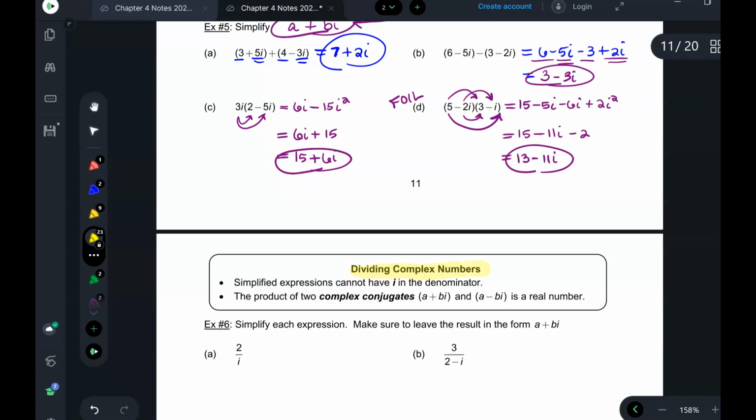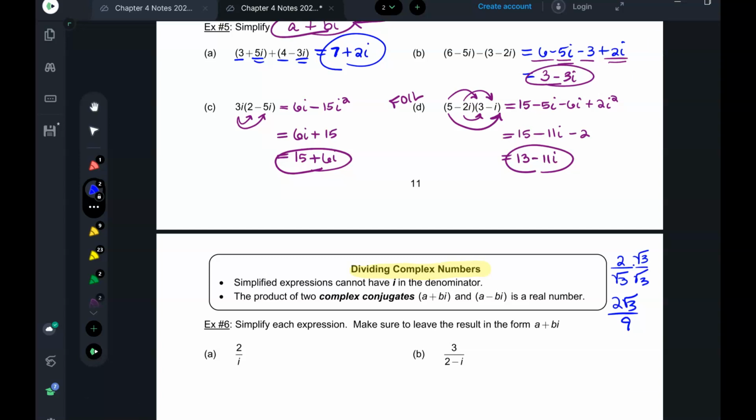Okay, dividing complex numbers. Back in Algebra 1 or geometry, do you remember special right triangles and all that stuff? What did we do when we had a radical in the denominator? We had to multiply. What did we multiply by? We had to multiply by root 3 over root 3. Why? Because you need it out of the denominator. We don't want to have a square root in the bottom.